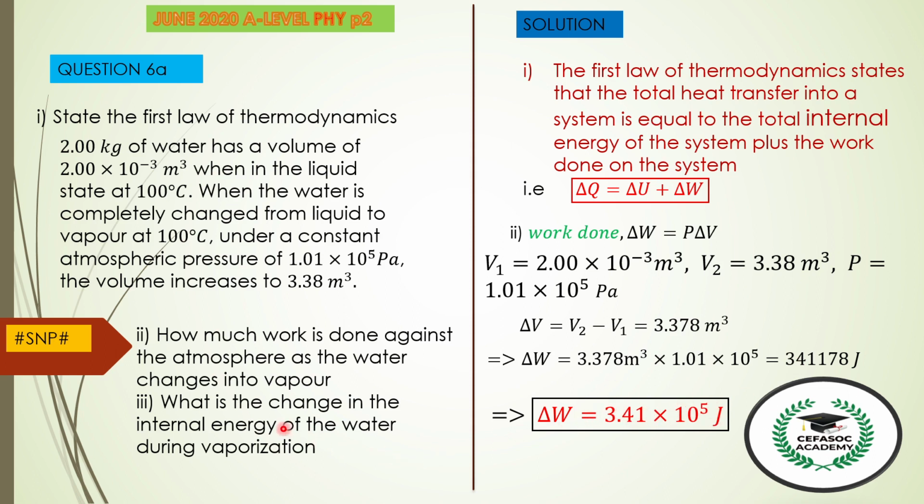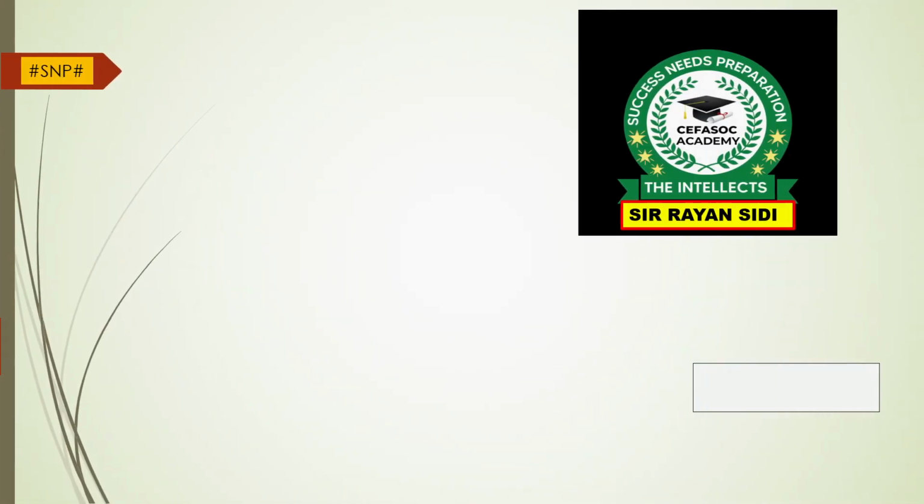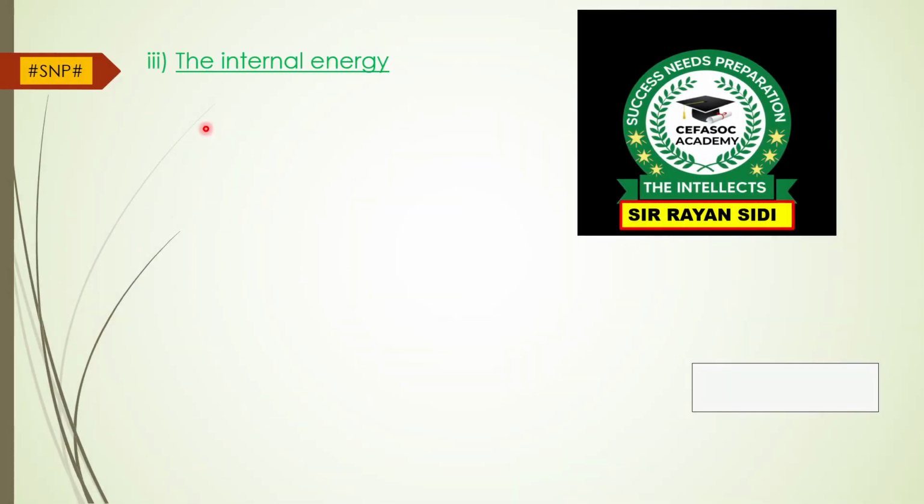The Roman 3 part of the question, they said what is the change in the internal energy of the water during vaporization? We know that during vaporization the temperature does not change, so we already know what to do there. Now the internal energy: from delta Q, which is delta U plus delta W, we have that delta U will be delta Q minus delta W. We don't know delta Q, but we can calculate it.